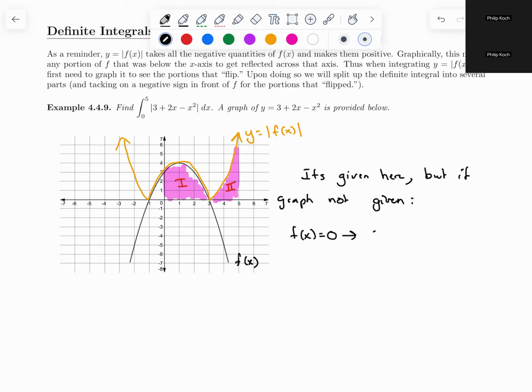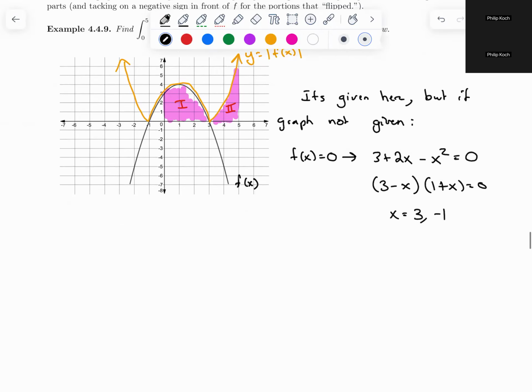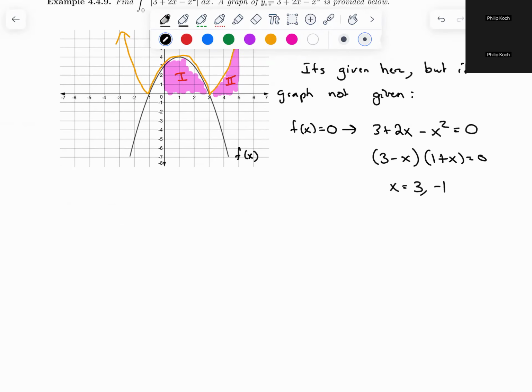So setting 3 plus 2x minus x squared equal to 0, we get 3 minus x times 1 plus x equals 0. That gives me x equals 3 and negative 1. So those are the places where the function will switch. Hypothetically, it might bounce, right? Some curves end up looking like this, where they go through and then bounce at a 0. So we need to make a sign chart now.